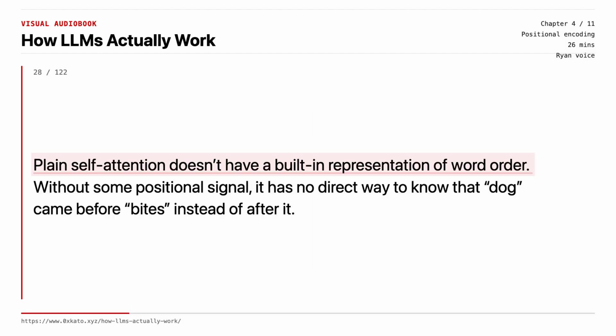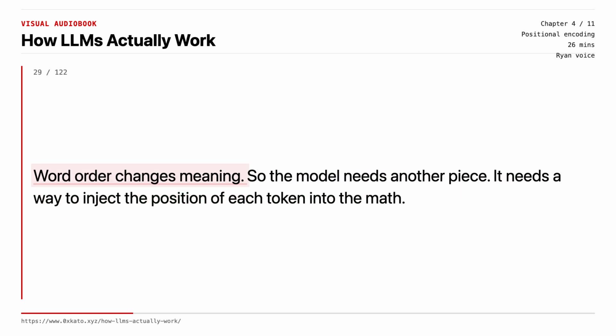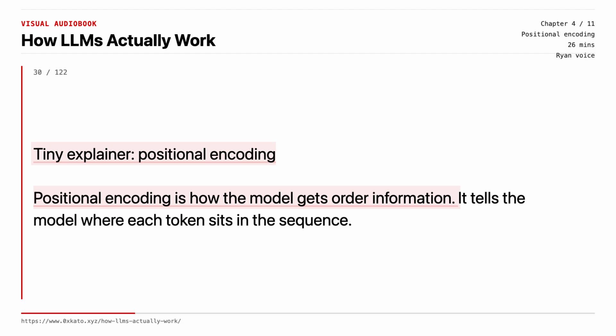Positional encoding. Plain self-attention doesn't have a built-in representation of word order. Without some positional signal, it has no direct way to know that dog came before bites instead of after it. Word order changes meaning, so the model needs another piece. It needs a way to inject the position of each token into the mix. Tiny explainer: positional encoding is how the model gets order information. It tells the model where each token sits in the sequence.